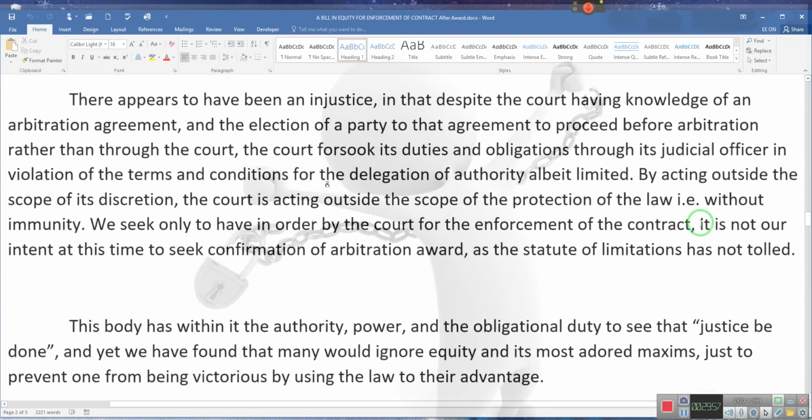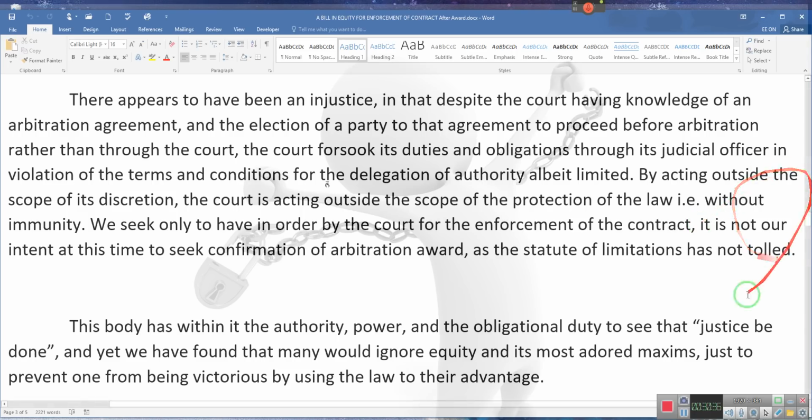Okay, let's continue. There appears to have been an injustice in that despite the court having knowledge of an arbitration agreement and the election of a party, that agreement to proceed before an arbitrator rather than through the court, the court forsook its duties and obligation through its judicial officer in violation of the terms and conditions of the delegation of authority, albeit limited. The judge's delegation of authority is a limited delegation. The judge had no discretion to ignore the wishes of the parties. Supreme Court has already said that.